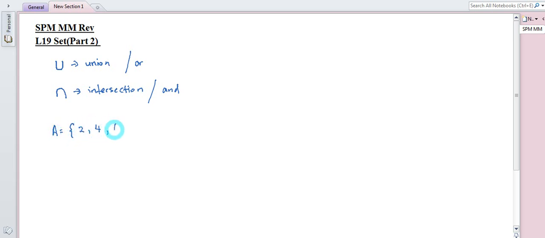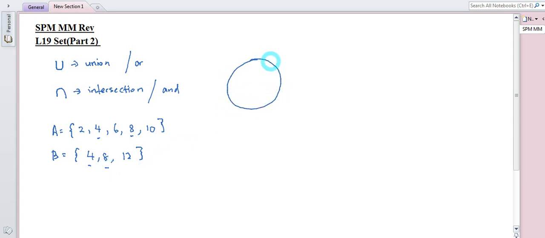Set A: 2, 4, 6, 8, and 10. Then set B: 4, 8, and 12. If I want to use a Venn diagram to represent these two sets, how do I draw it? First you need to observe, is B a subset of A? No, right? B is not a subset of A, and they have common elements, which are 4 and 8.